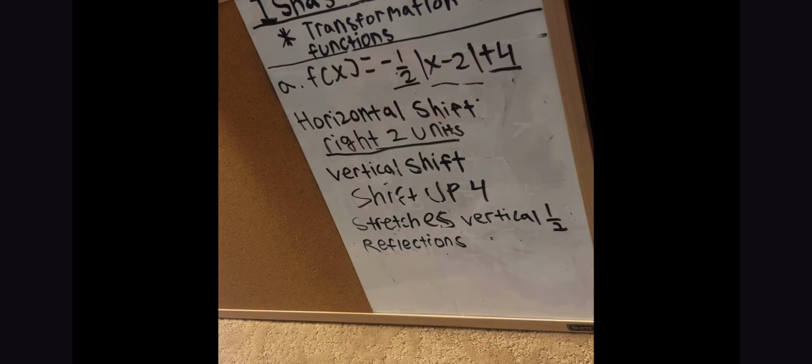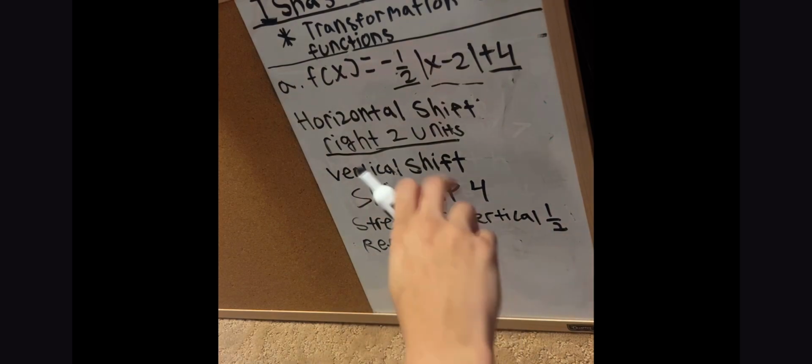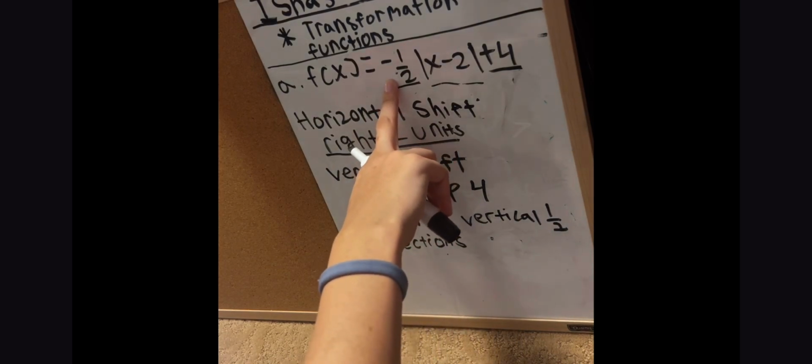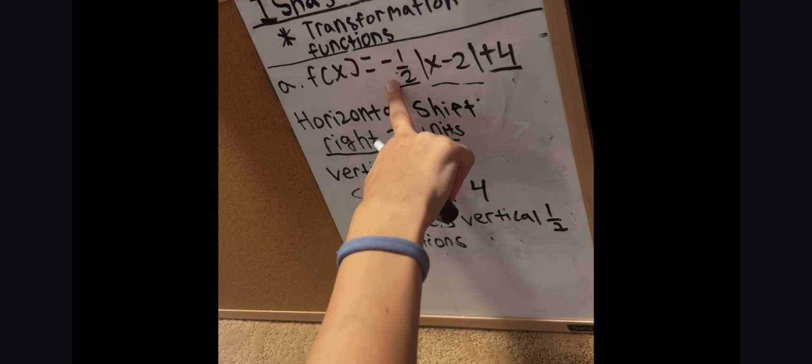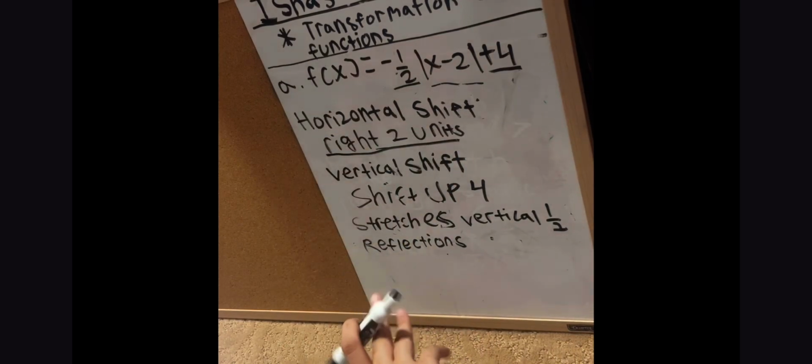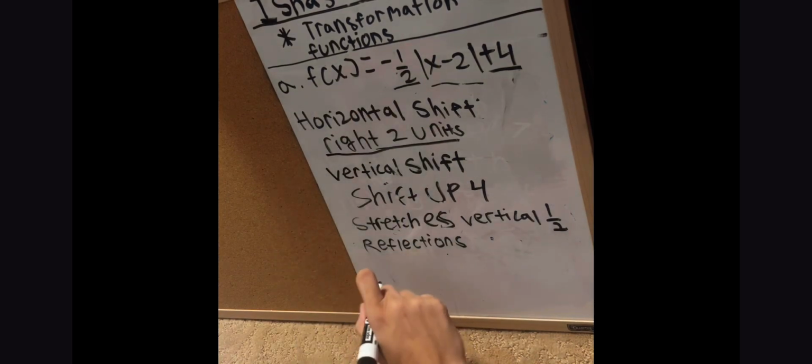As you can see, there is a negative sign right here in our function, which means that it's going to reflect across the x-axis due to the negative being right here.